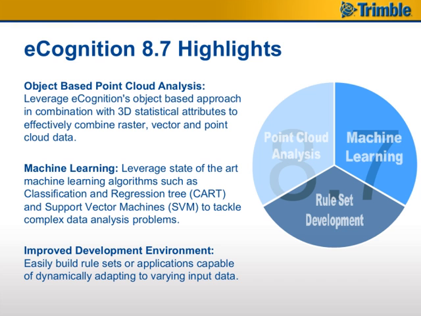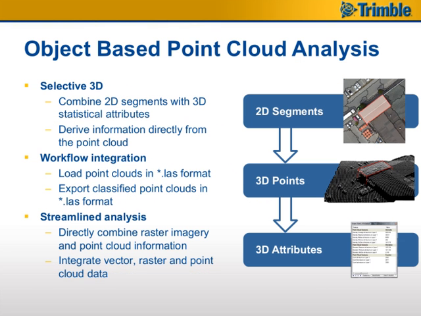With the new machine learning algorithm, it is now possible to tackle complex data analysis problems, and the improved development environment makes it possible to create flexible rule sets. Now, some more information about the new capabilities to use point cloud data in eCognition 8.7. eCognition now provides object-based point cloud features.